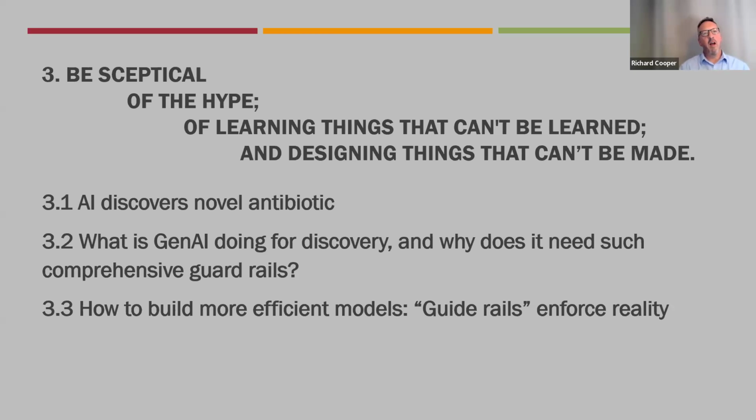So I want to talk about a headline: AI discovers novel antibiotic, and the follow-up publication to that, which kind of starts to question how well it did that. Then talk about what generative AI is doing for drug discovery, and why it needs such comprehensive guardrails to make it spit out useful results. And then tell you a little bit about what we're doing to build more efficient models using guide rails to enforce reality. So there's the words from the headline of the talk, and this bit should sort of bring them together.